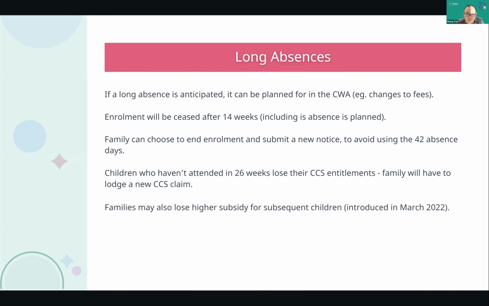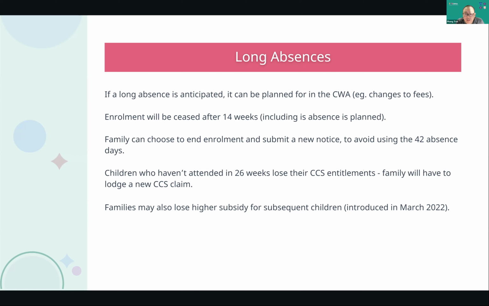Okay. Now, the importance of that is this. Families may also lose higher subsidies for subsequent children. So back in March 2022, the government introduced higher subsidies for families who have 2 or more children aged under 5 in early care, with their CCS rate increasing by 30% for their second child up until a maximum of 95%. Now, if the older sibling has not attended care for 26 weeks, Services Australia will reassess all other children in the family to determine the new standard rate for the child.